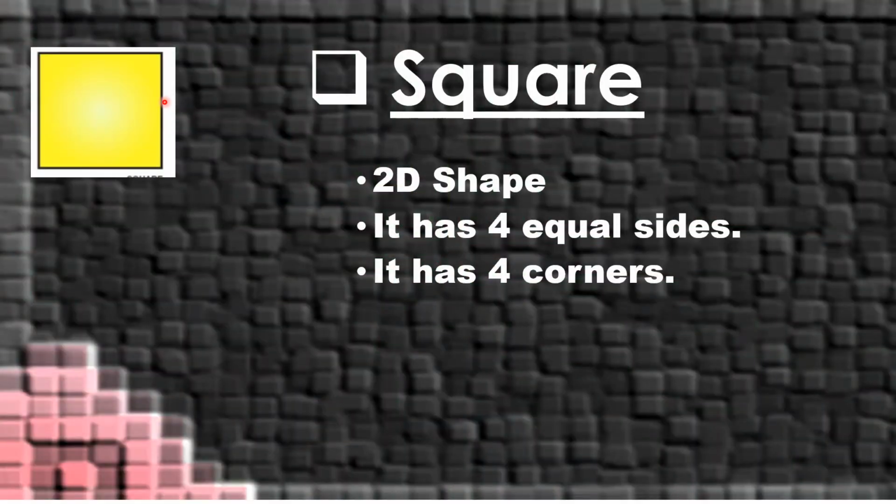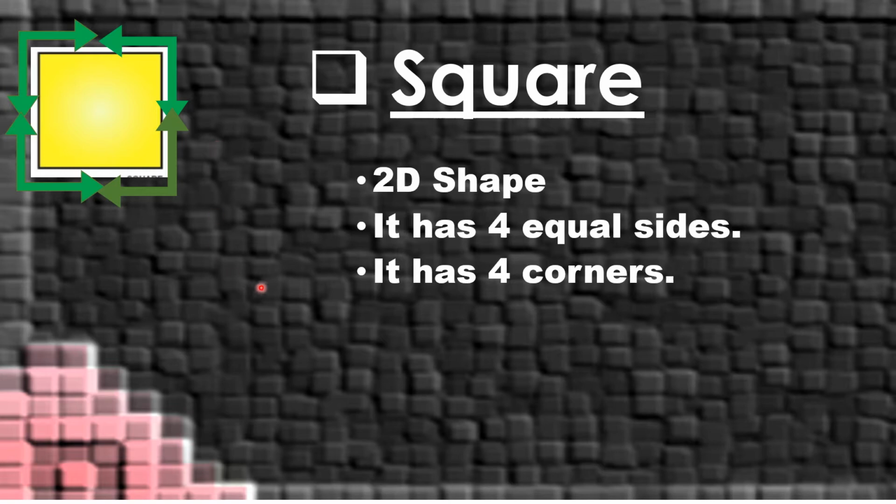Yes, students, I know all of you know the name of this shape. This is a square. It is a 2D shape. It has four equal sides and it has four corners. Let's count with me. First the sides: one side, two, three and four. Now let's count the corners with me: one, two, three, four. It has four corners.